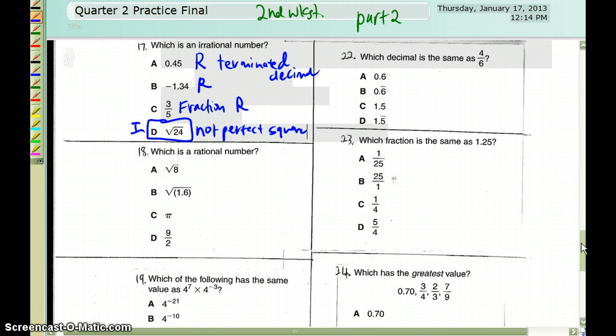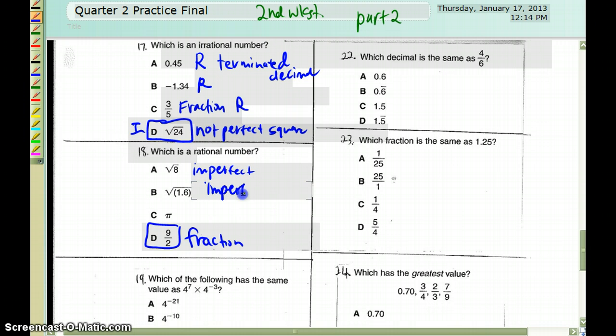18, the rational number here is going to be the D, because it's a fraction. Everything else, this is imperfect. So B is an imperfect square. Okay, and this is pi. Pi is definitely not rational.